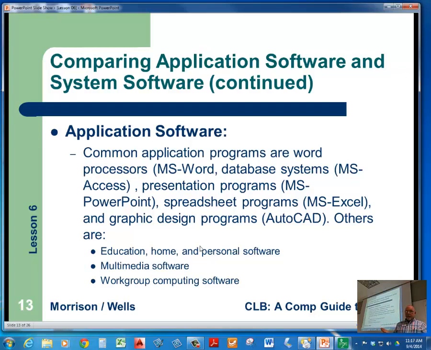And Autodesk has other things in graphic design, numerous, probably 20 different types of application software available that do various types of graphic design. And then application software could be like Blackboard, and the personal software that you use for, I don't know, ancestry research, other things for your home management. Multimedia software, work group computing software, which allows a work group to work as a team on one package or one particular project.